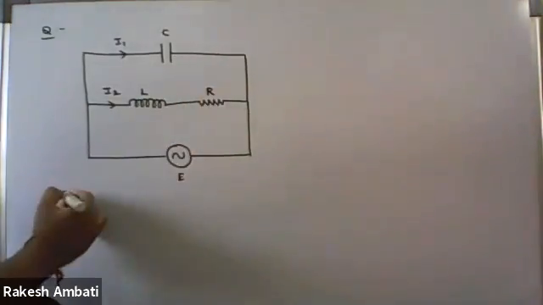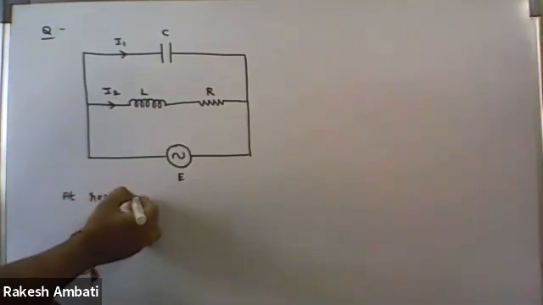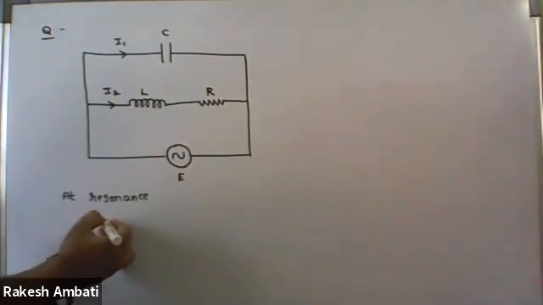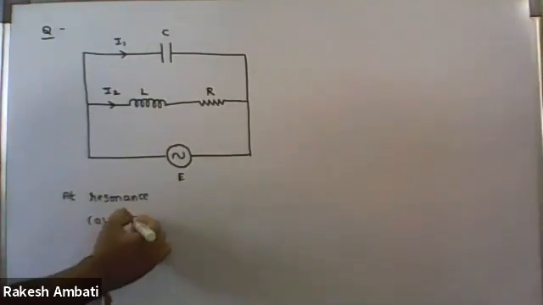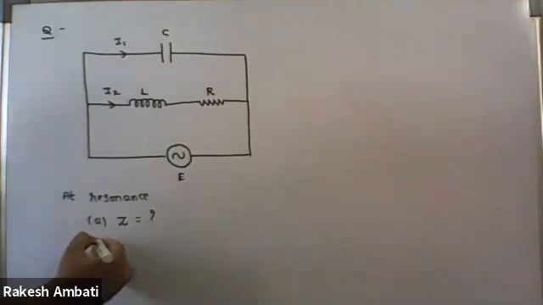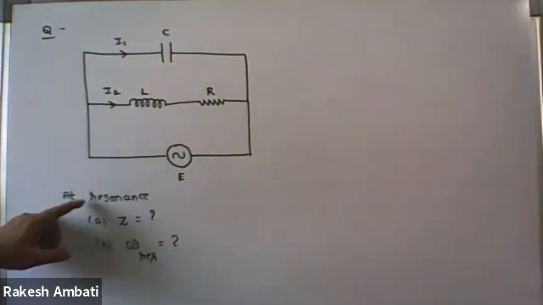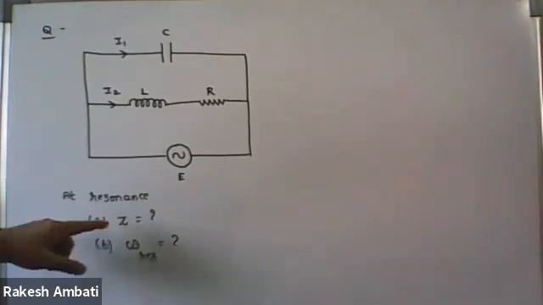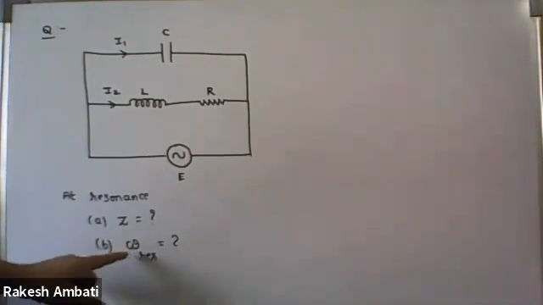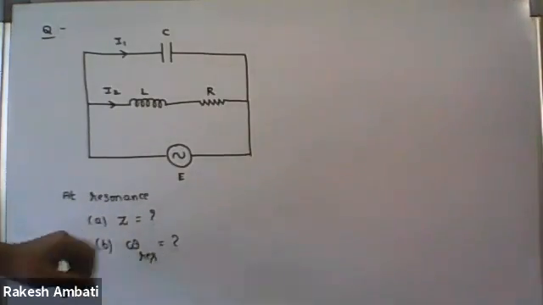The question is, at resonance, in the first part we have to find the impedance Z, and in the second part we have to find the resonant angular frequency. So at resonance, we have to find the Z value and the omega value.